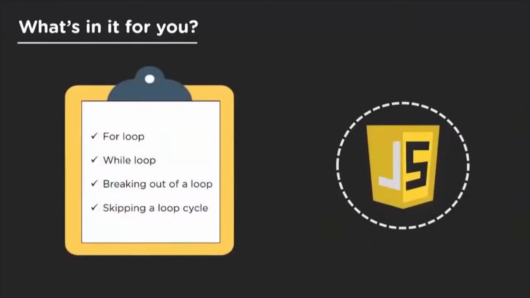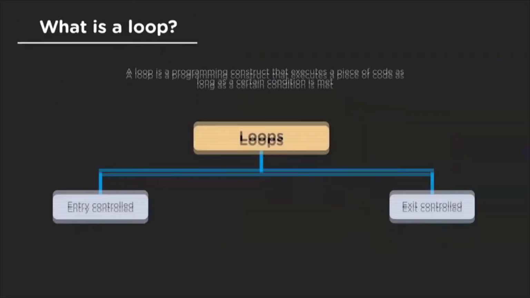So we're going to be covering topics like for loop, while loop, which also includes the do while loop, and then we're going to learn about breaking out of a loop, and then we'll see how to skip a loop cycle. Now before jumping into the for loop, let's first understand what exactly a loop is, right?